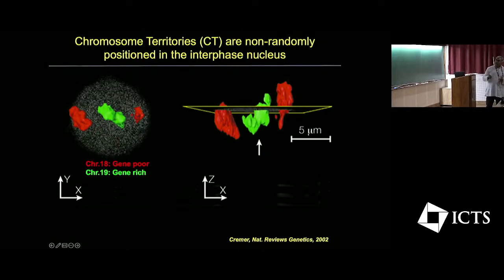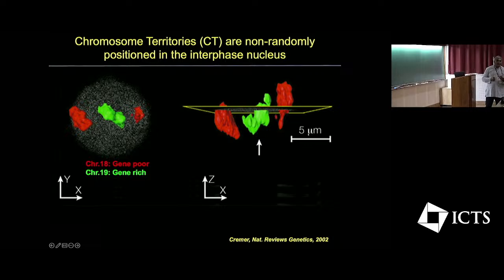So this is another very well-known data which came from the Cremer lab way back. And what you're seeing here is actually a spherical lymphocyte nucleus. And what you see here is this lymphocyte nucleus which has been hybridized with 2 specific chromosome territories. This is human gene-poor chromosome territory. And you can see that the gene-poor chromosome territory is at the nuclear border, while the gene-rich chromosome 19 territory is more towards the nuclear center.